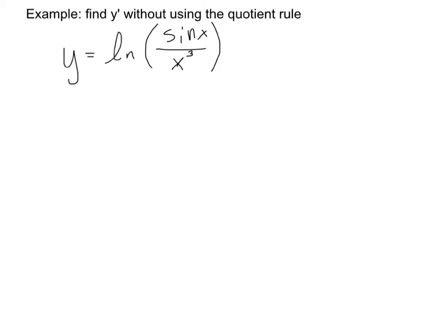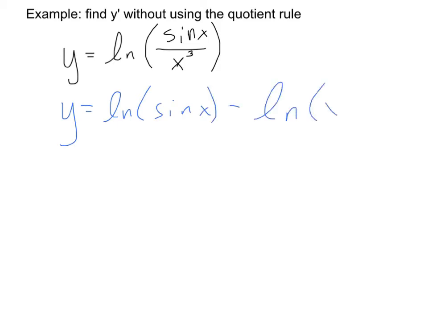What's easier is to recognize, hey, there's a natural log here. I'm not taking the derivative yet, I'm just simplifying. I could say this is the natural log of sine x minus the natural log of x cubed. And even then, we could say that the natural log of x cubed is really just going to be 3 times the natural log of x. So now that we greatly simplified this problem, we just take this derivative.